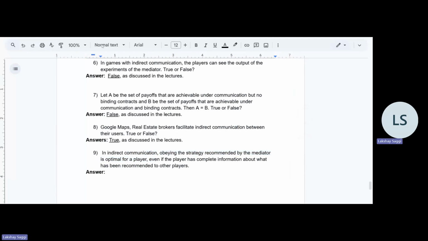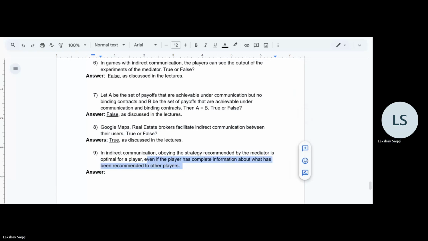Okay, so this is the last question for the day now. And probably the last question for these problem solving sessions, because tomorrow we won't be discussing any questions, but we'll just be discussing a summary of everything which we have covered. So this ninth question says that in indirect communication, obeying the strategy recommended by the mediator is optimal for a player, even if the player has complete information about what has been recommended to other players.